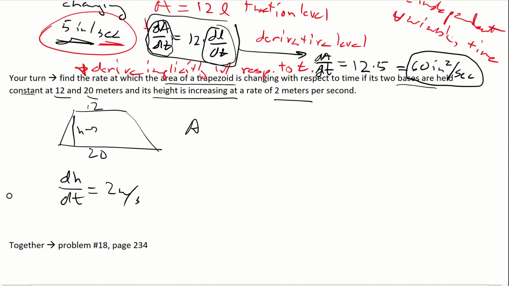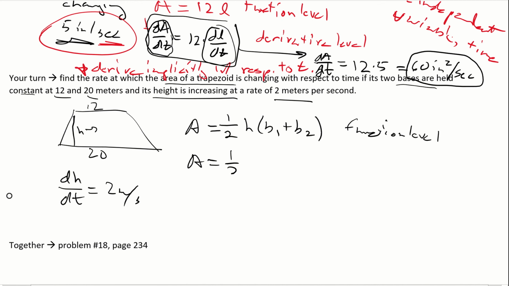So we want the area. Well, the area relates according to this formula, 1/2 h (base 1 plus base 2). Notice how we have to go to the function level first. This is how they're related. I'm going to plug in numbers I know: the 1/2, the h, and then b1 and b2, which are these two added, the 20 and the 12. This really simplifies to A is equal to 32, that's 16h. Still the function level.